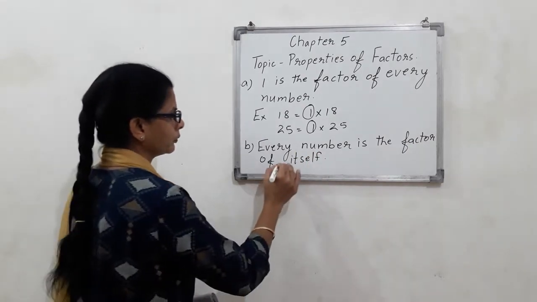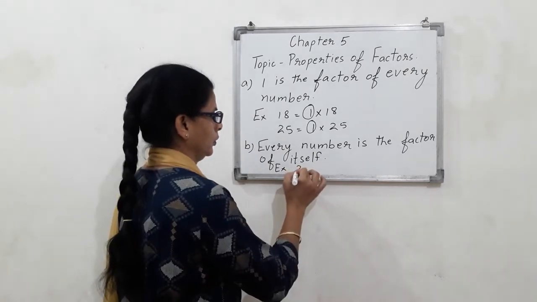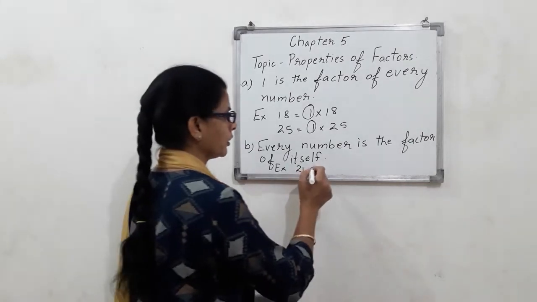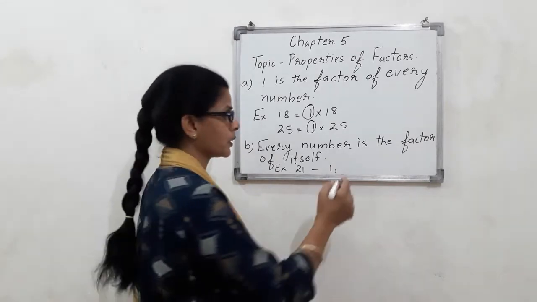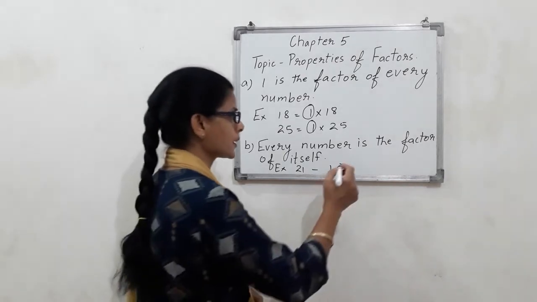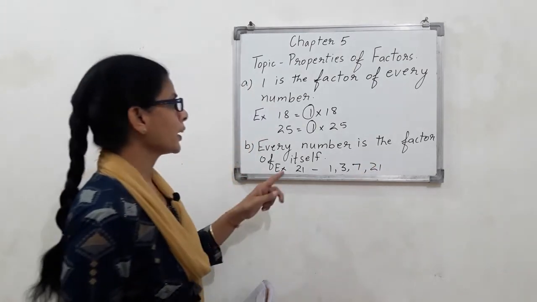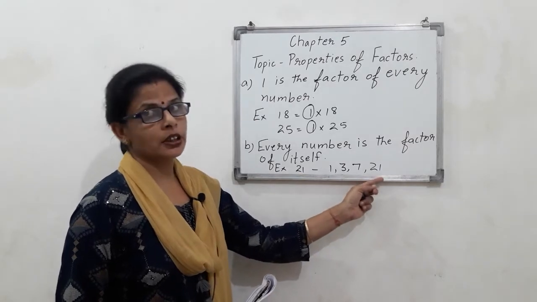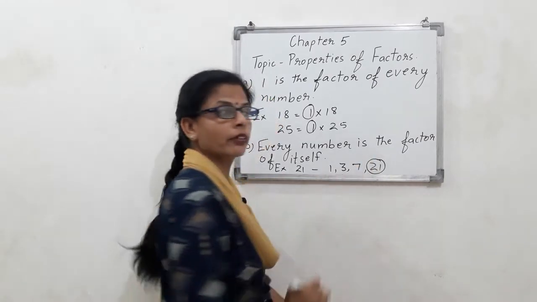For example, if we take 21, what are the factors of 21? Factors of 21 are 1, it comes in one table. It doesn't come in 2, it comes in 3. It doesn't come in 4, 5, 6, but it comes in 7, right? And it comes in 21. So we are seeing that every number is the factor of itself. 21 and the factor of 21 is 21. So every number is a factor of itself, right?